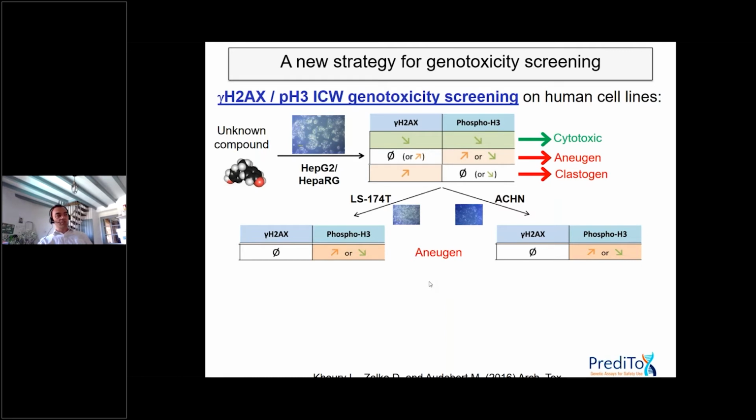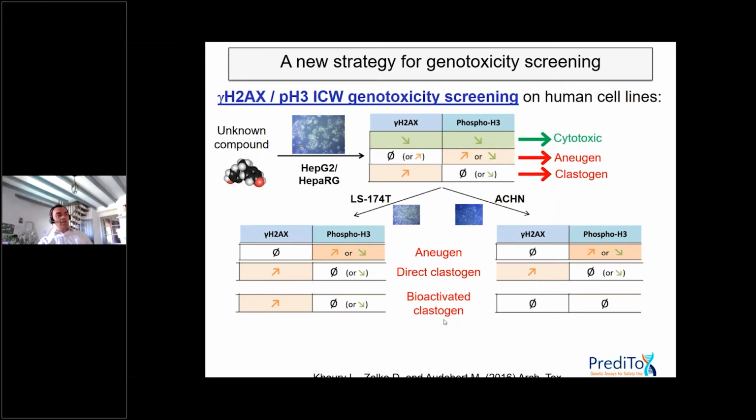And if you want to be sure of the results and to have other indication of the bioactivation, you can screen on two other human cell lines. It's a colon cell line and a kidney cell line. This one was able to bioactivate compounds, and this one was totally devoid of CYP and other phase 1 and phase 2. If you have an aneugen, you will have the same type of results. If you have a direct clastogen like oxidative stress or MMS or alkylating agent, in this case, you will have the same results as in HepG2 or HepaRG cells.